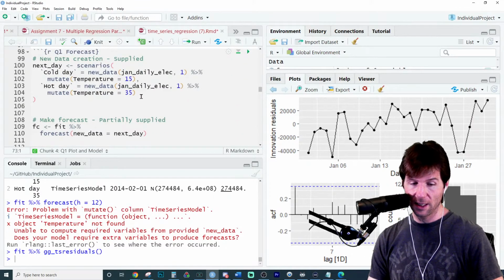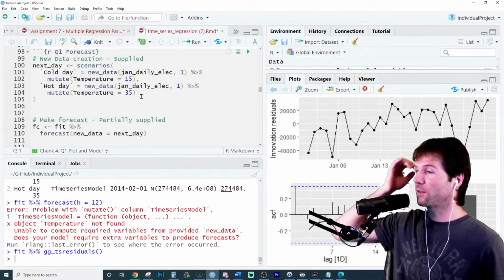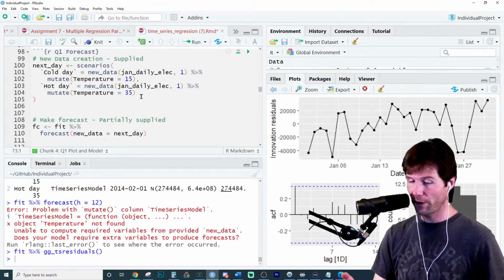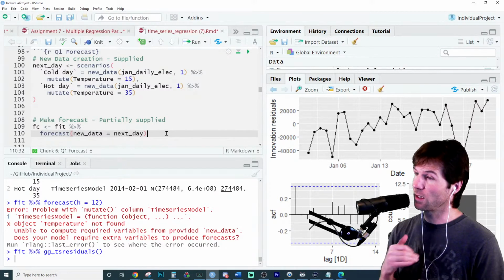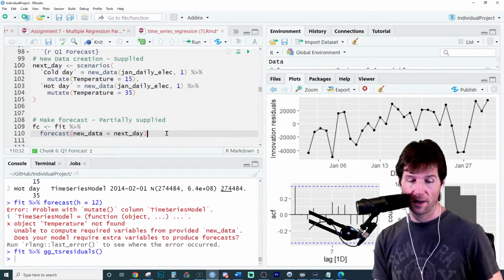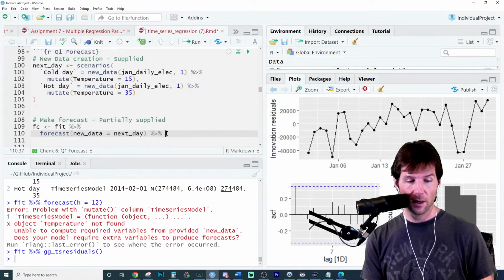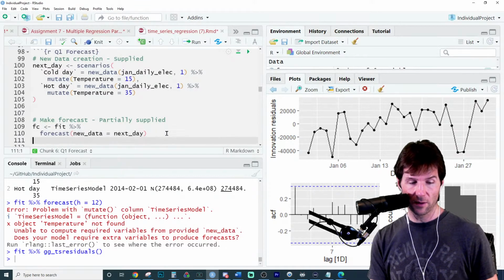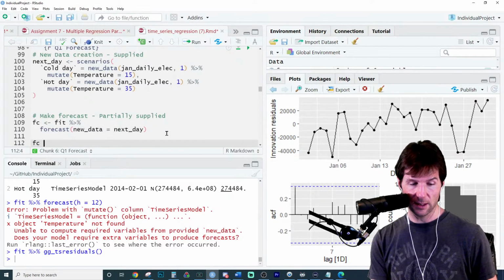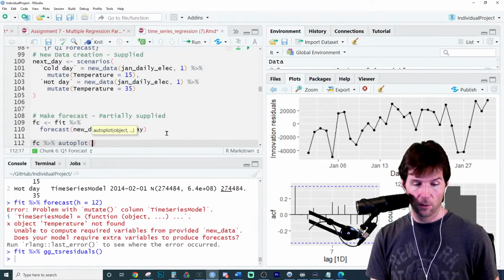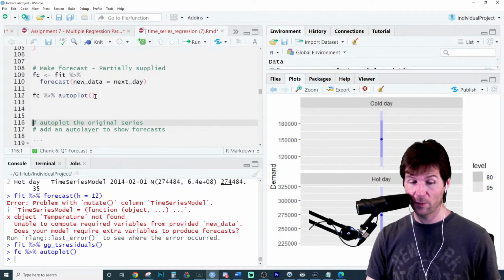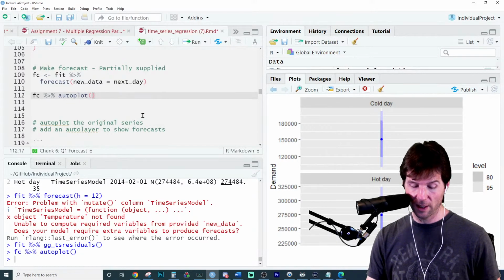And now we have to give it the values, because we're doing a what-if scenario: what if it's a hot day, what if it's a cold day. Then we can get the forecast. It has to have new data to make these forecasts because it needs values of the X's. Hence the problem with making forecasts without it. So now we've got the forecast, and we should be able to auto plot it. There's the forecast. But once again, we want to take our original data.